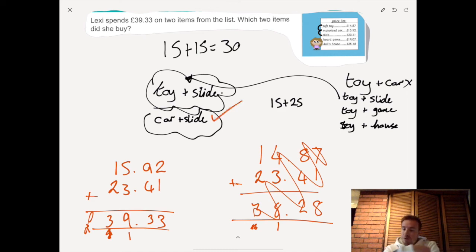So I ran it through first, a bit of rounding estimation, and it was fairly close to £39.33. It's about £40. So I've put it aside. Then I've column added to check, and it's definitely correct. Okay, so the answer is car and slide.